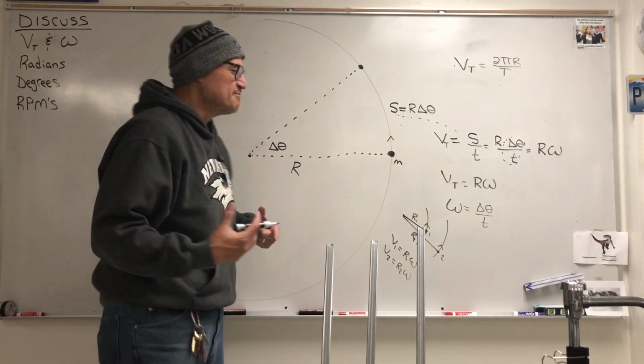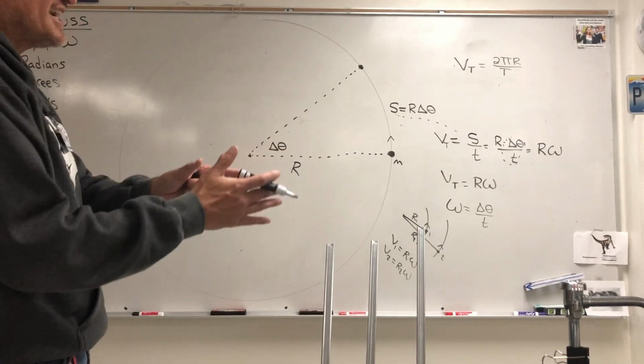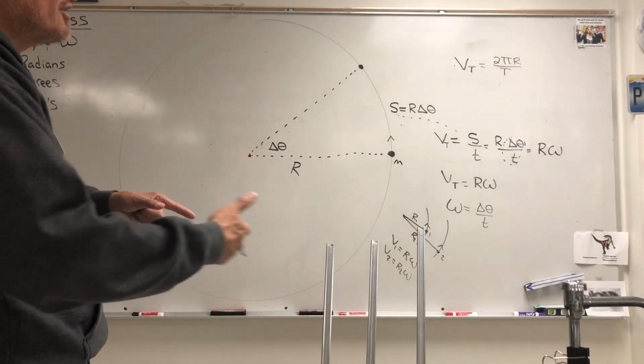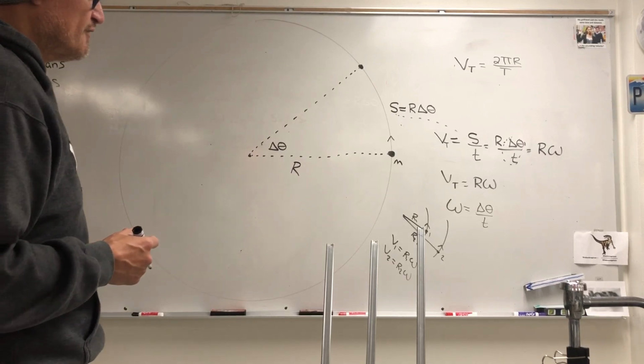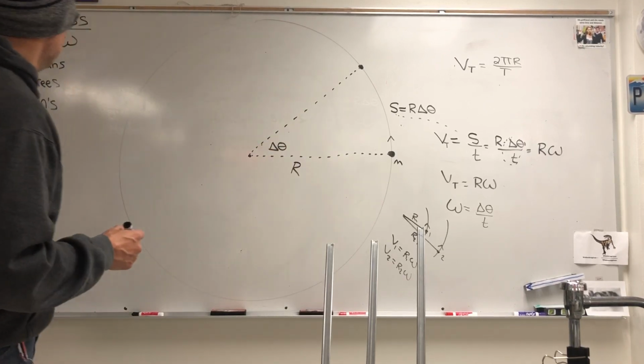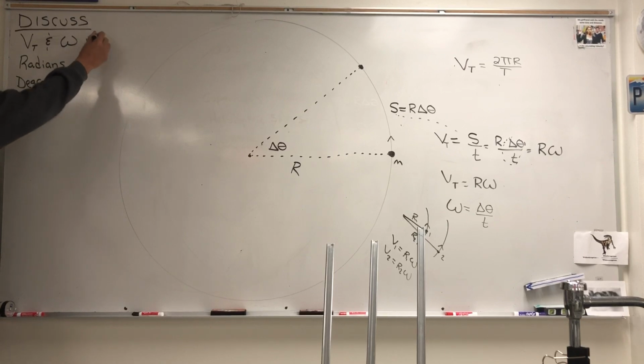That's why, like in a track meet, people who are on the inside lane have the advantage, because they have a shorter distance to cover. All right, so that's where omega comes from, and tangential velocity.